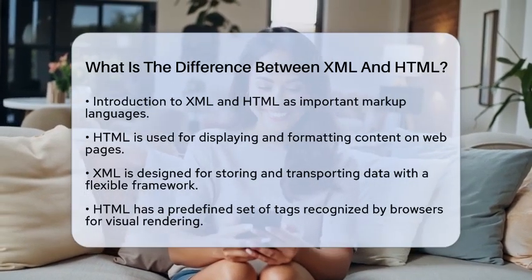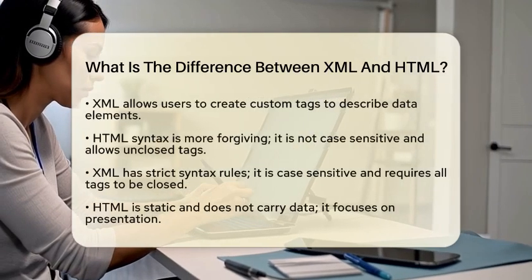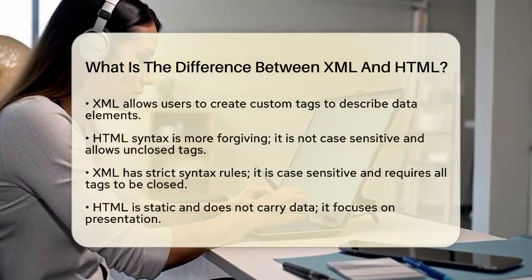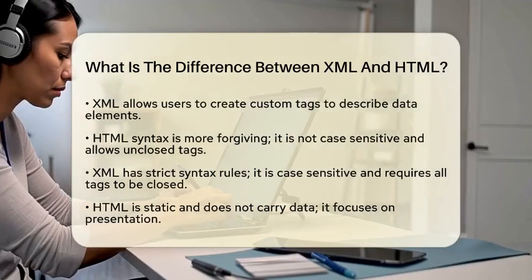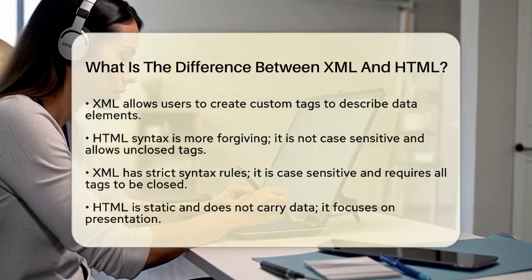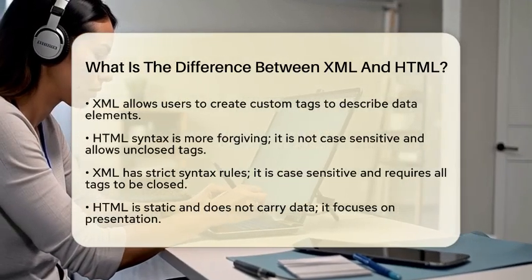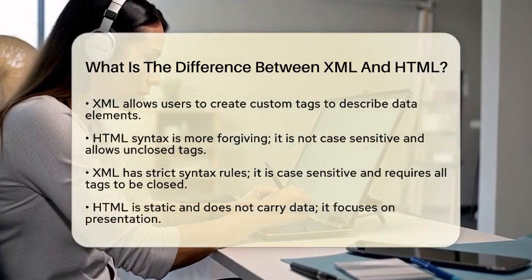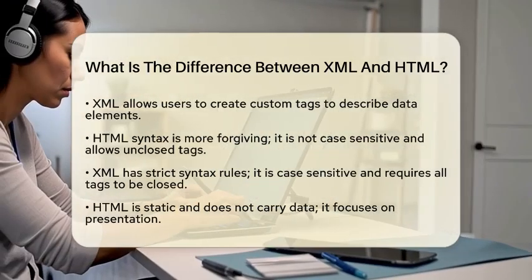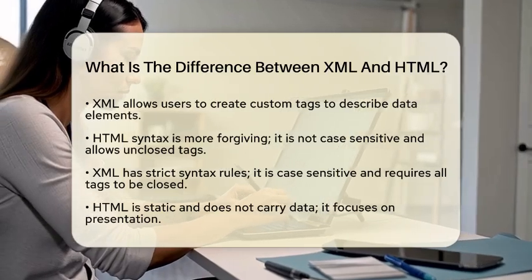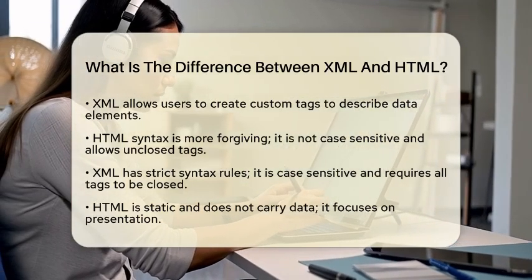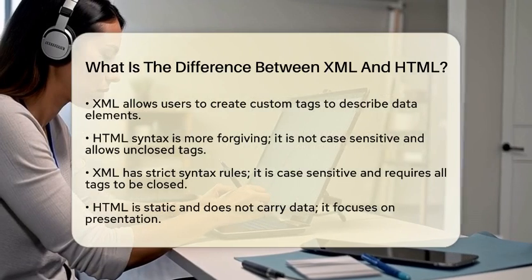Now let's discuss the tag structure. HyperText Markup Language uses a predefined set of tags, such as paragraph, division, and image tags, which browsers recognize to render content visually. In contrast, Extensible Markup Language allows users to create their own tags to describe data elements, making it adaptable to various domains.